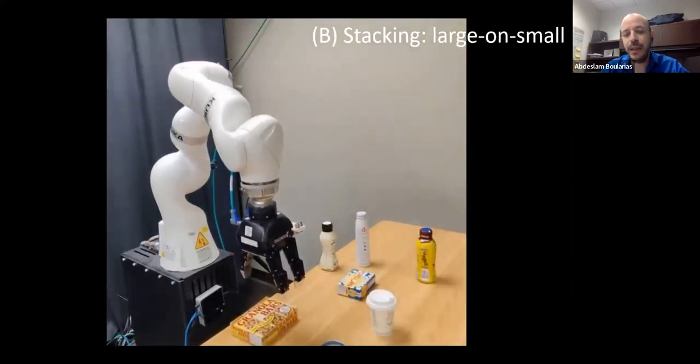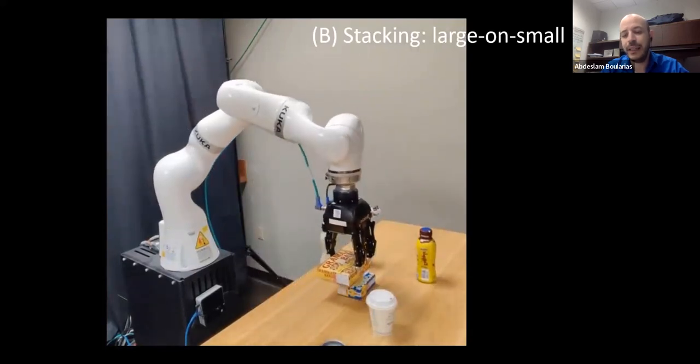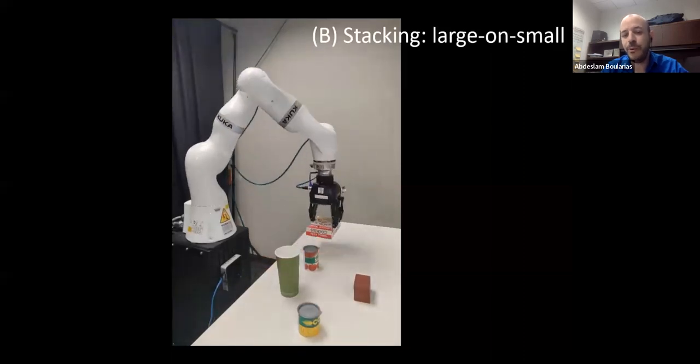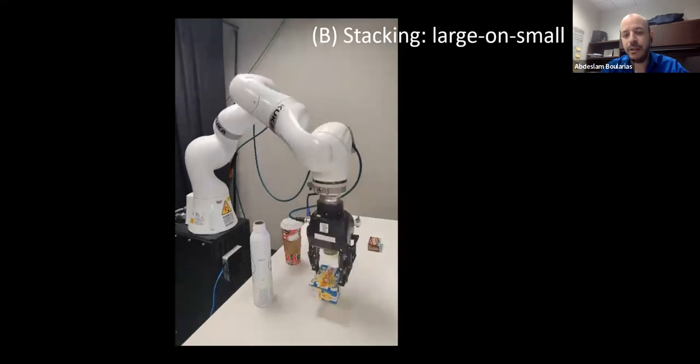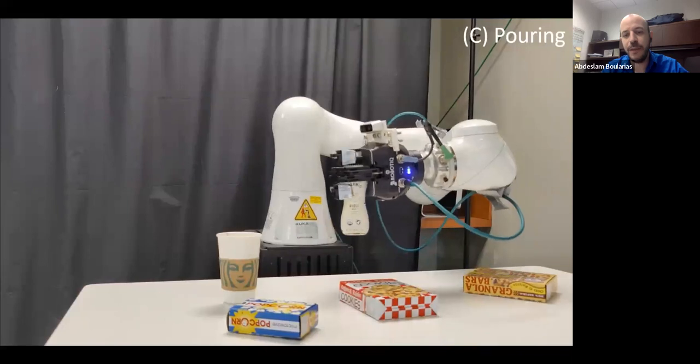Now we are doing the same thing here, but we are teaching the robot to perform the opposite thing, which is stacking the largest object on top of the smallest cuboid object in the scene. And we test it on different sizes also at the same time. We also did some comparisons. More results are in the paper.